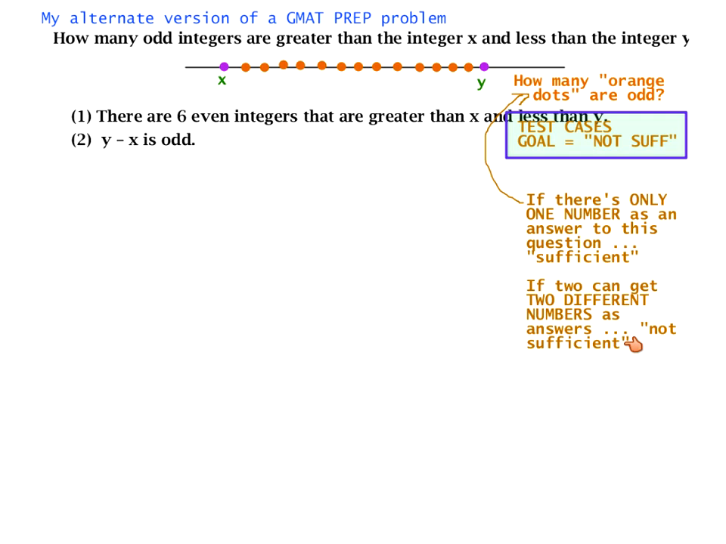So let's take a look. But this is the goal: I'm trying to get two different numbers. So statement 1: there are 6 even integers that are greater than x and less than y. So that means that 6 of these dots would be even. Let's just draw a number line. We can just pick a random x and then just make dots until we get that.